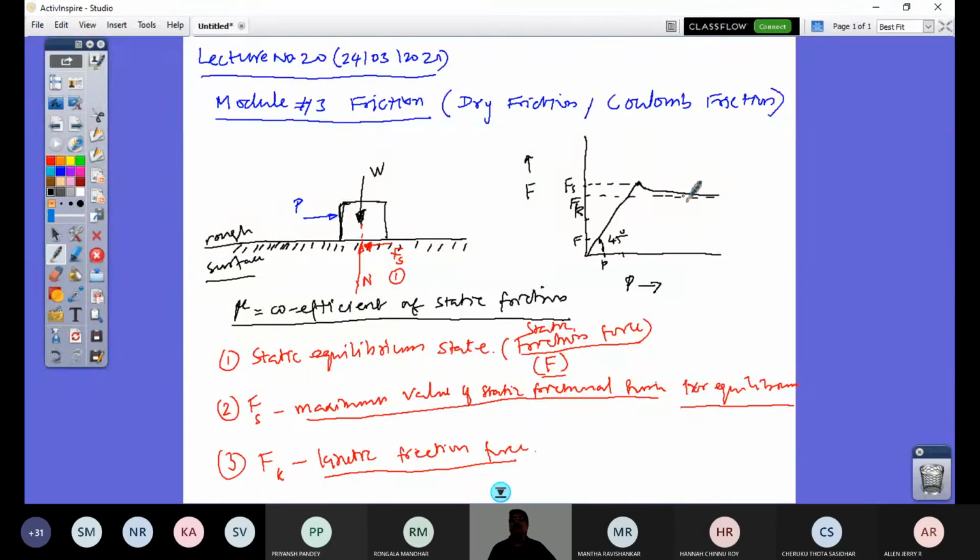After that, there will be a change of behavior. So in this graph, I can clearly see this peak is separating. This side is the static condition, and this side is the motion condition. And what does this point refer to? It is an impending state.